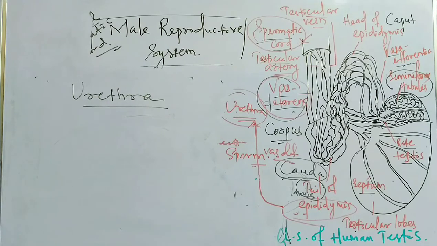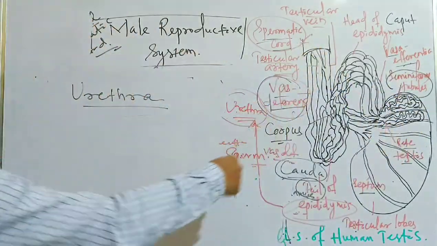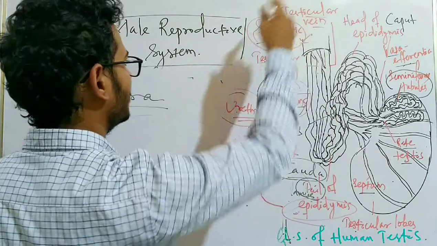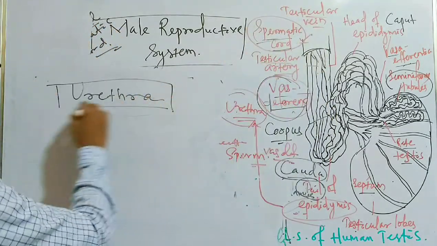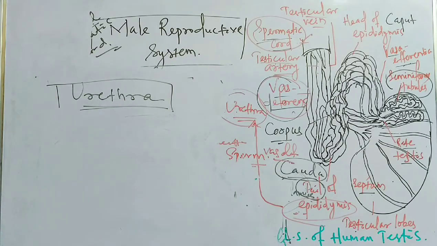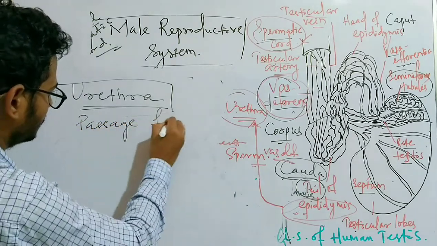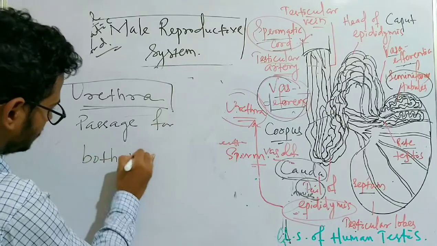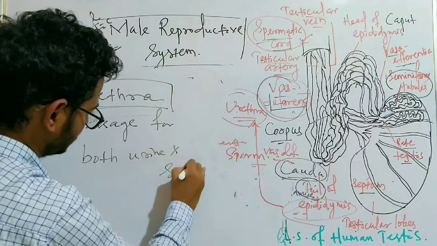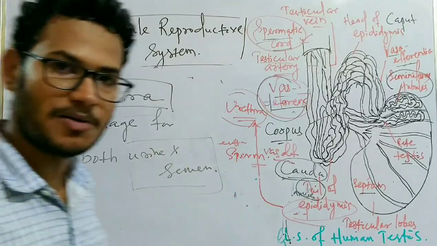The system which started from the seminiferous tubule runs through the scrotum, enters the abdominal cavity, and finally opens through the ejaculatory duct to the urethra. In man, it is the passage for both urine and semen. So both urine and semen come out from our body.